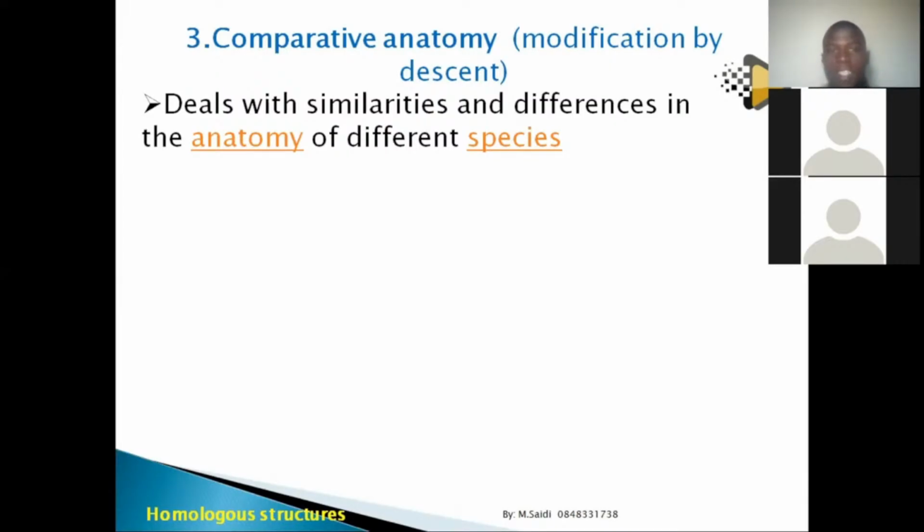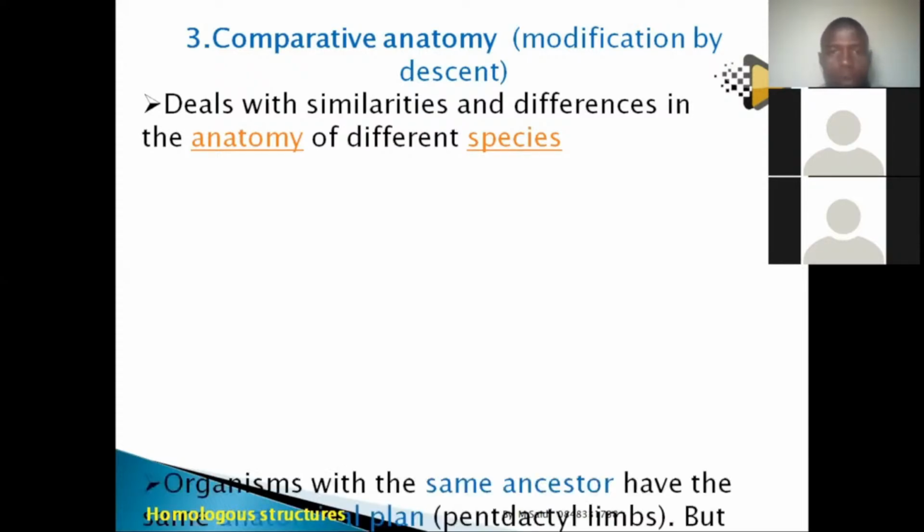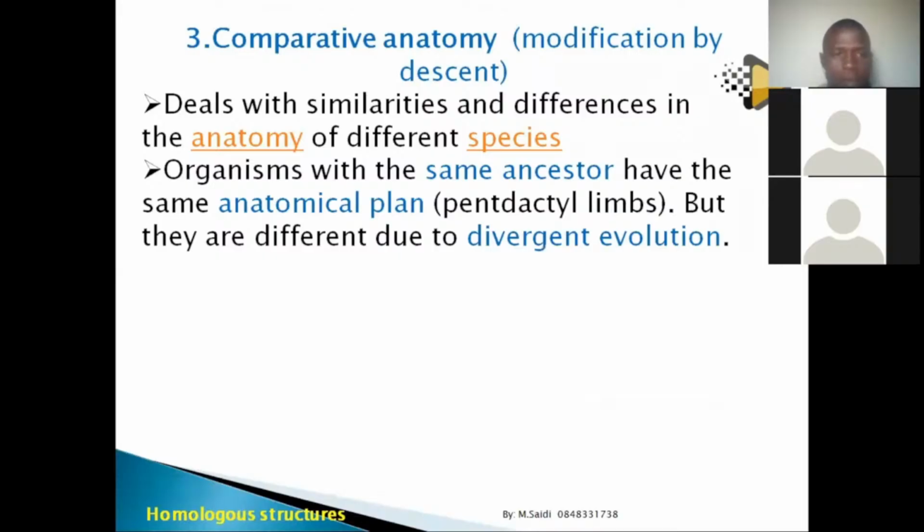But if you look at the anatomy, the inside part, they might have some similarities. If they have some similarities, then it means that these organisms at least had some line of ancestry. They have some common ancestor somewhere, but they diverged. They modified as different generations came up. So organisms with the same ancestor have the same anatomical plan, this is what you call the pentadactyl limbs.